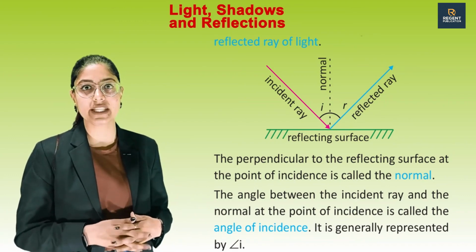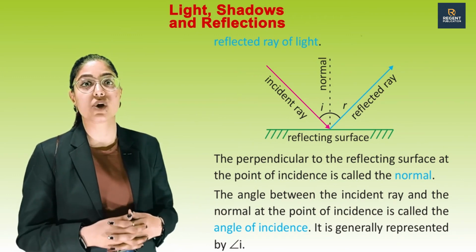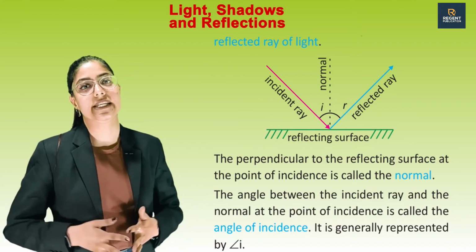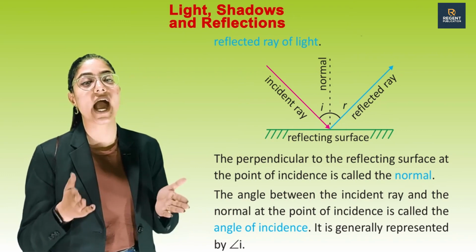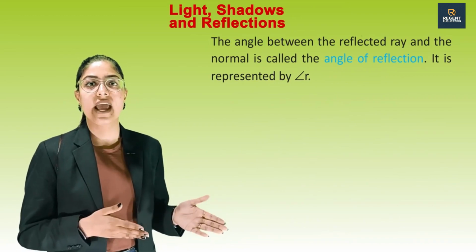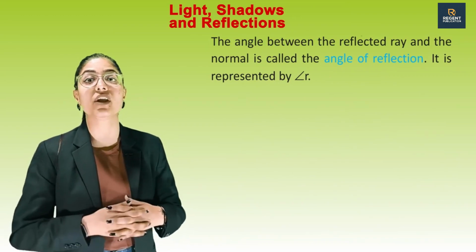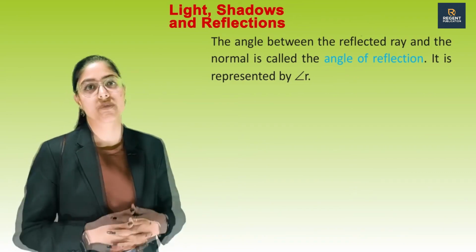The angle between the incident ray and the normal at the point of incidence is called the angle of incidence. It is generally represented by angle i. The angle between the reflected ray and the normal is called the angle of reflection. It is represented by angle r.